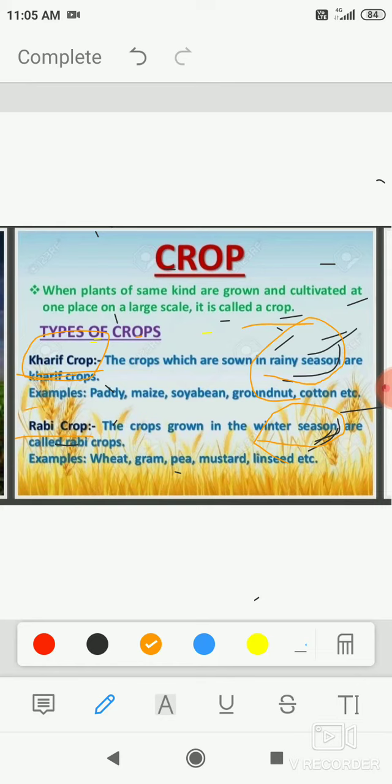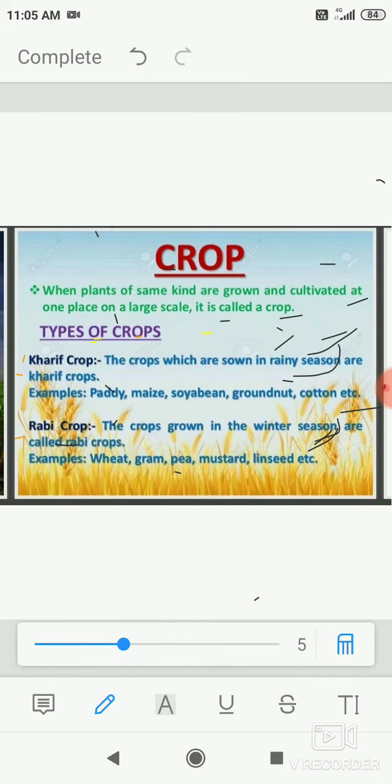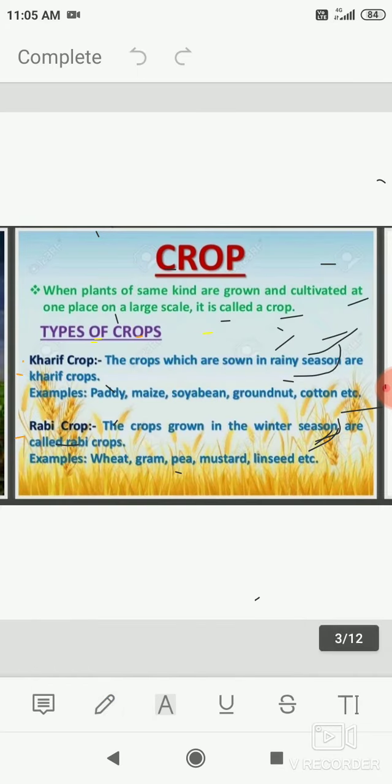Examples of kharif crops are paddy, maize, soybean, groundnut, cotton, etc. And examples of rabi crops are wheat, gram, pea, mustard, linseed, etc. So this was the definition of crop.